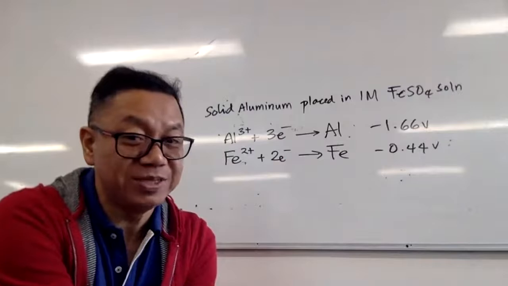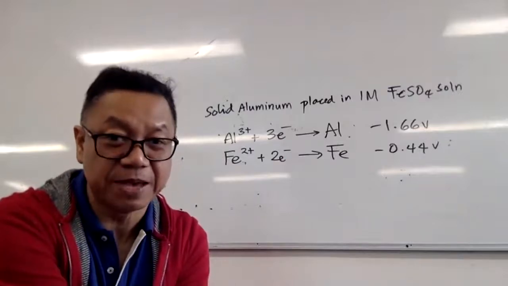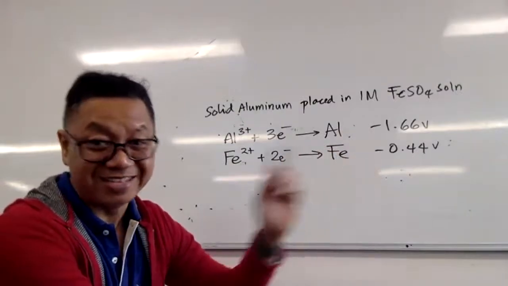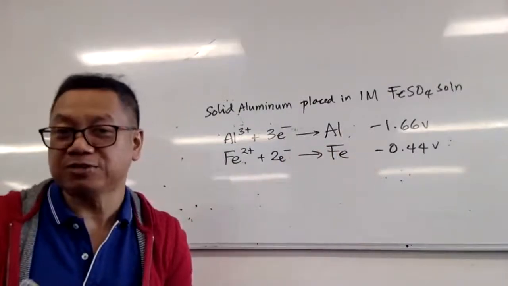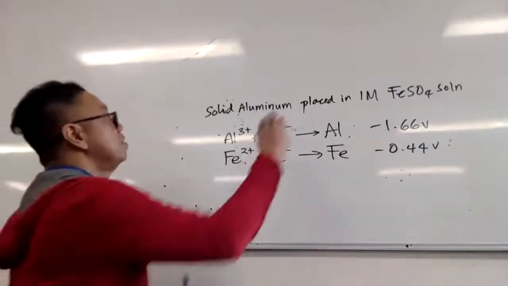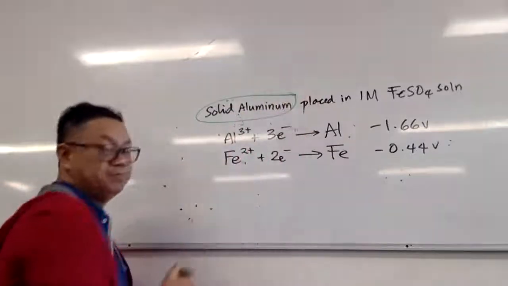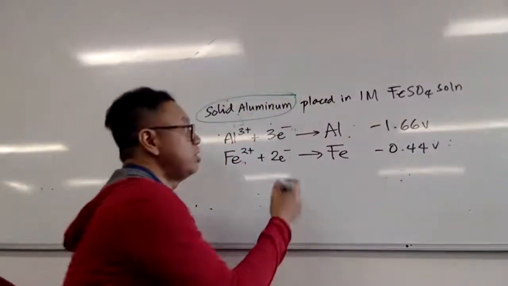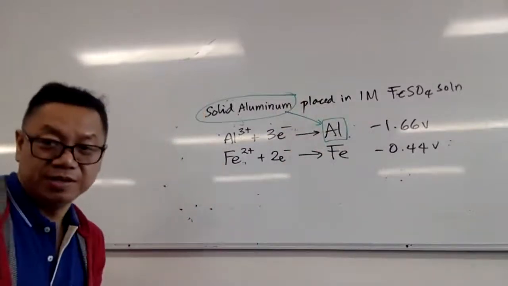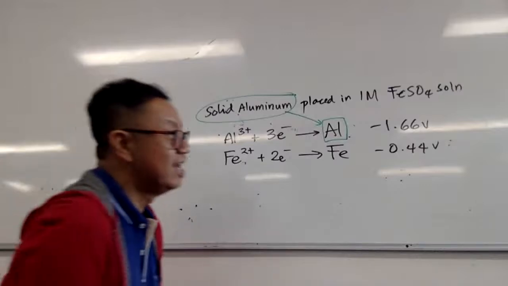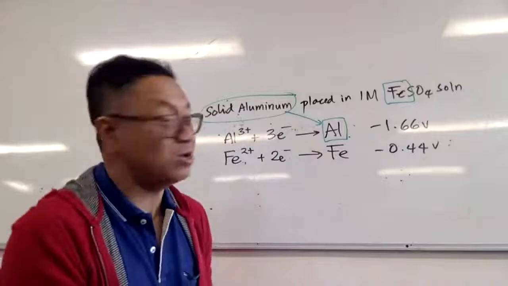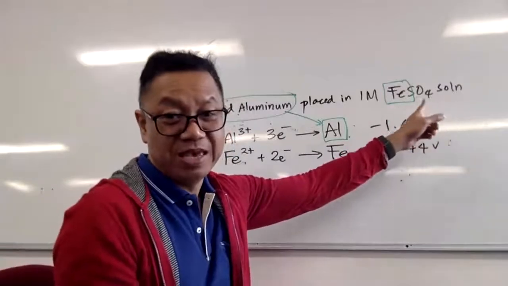But remember, this is not a battery. It's not necessarily a battery. We're asked, is this reaction spontaneous or not? That's a big difference. Now, the first thing you need to understand, find your reactants. What are my reactants? Solid aluminum. Where is solid aluminum? That is your solid aluminum. Next, iron 2 plus. How did I know it's iron 2 plus? Because it's FeSO4, Fe2 plus.